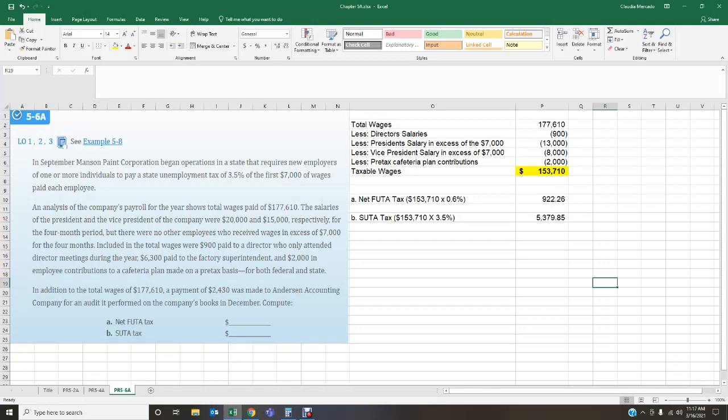Like, for example, the payment to the factory superintendent, that's irrelevant. It's just to throw you off. We don't do anything with that. We don't do anything with the payment made to the accounting company. Self-contractors, so we don't have to worry. They're not our employees. So it's just a matter of dissecting all of the information and organizing it in a manner to where you know what needs to be included, what needs to be excluded. Okay, so that is basically it for problem 5-6A.